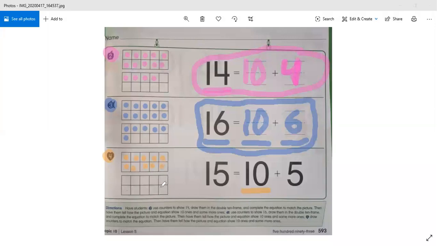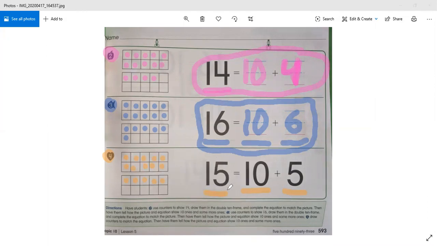Now how many do they want me to put in my second 10 frame? What's that number that's being added on to 10? 5, right? So 1, 2, 3, 4, 5. So just to make sure we did that correct, we can count all these and get 15, right? So we have 1, 2, 3, 4, 5, 6, 7, 8, 9, 10, 11, 12, 13, 14, 15. There we go. We know it's correct because there's 15 altogether, just like this number.